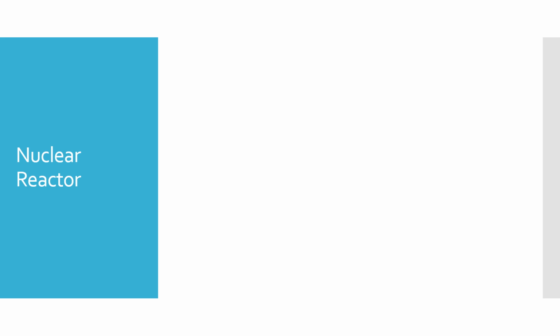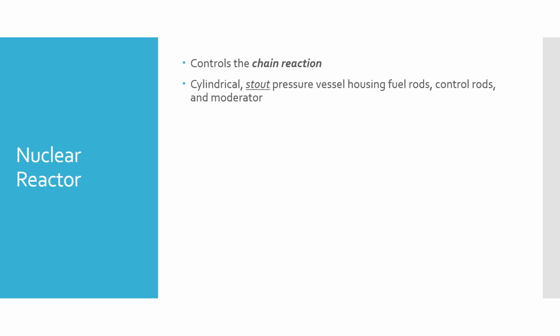Now let us talk about a nuclear reactor. The nuclear reactor is any place where a chain reaction is happening, and we are controlling the chain reaction by elements of the nuclear reactor. Normally it is a cylindrical, stout, very strong and thick pressure vessel, and it houses fuel rods, control rods, and moderator. I'm going to explain these things in a bit.